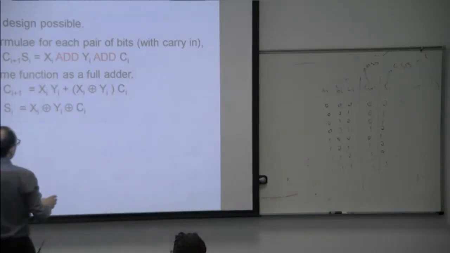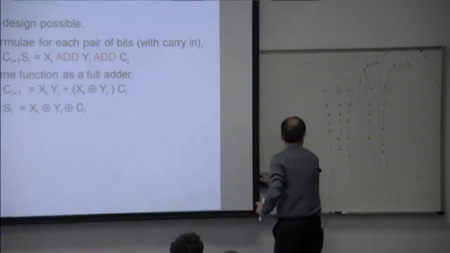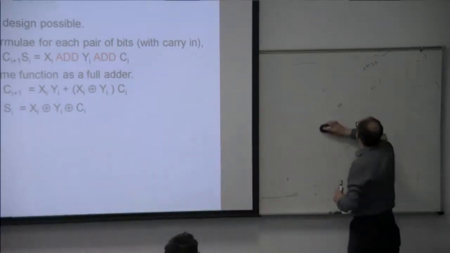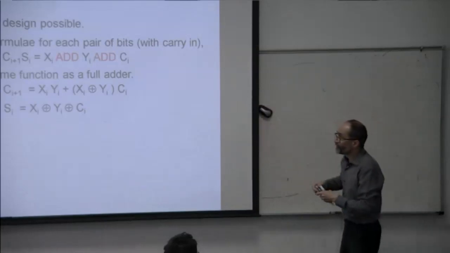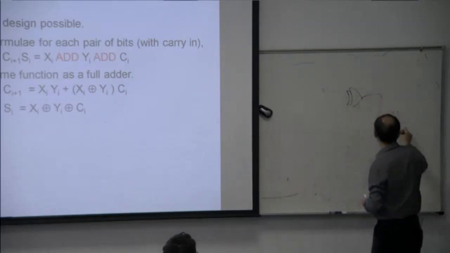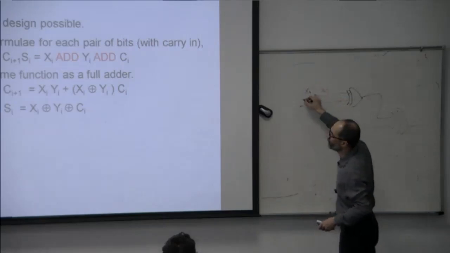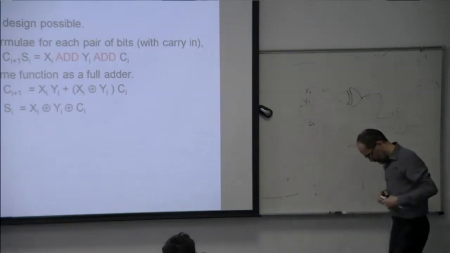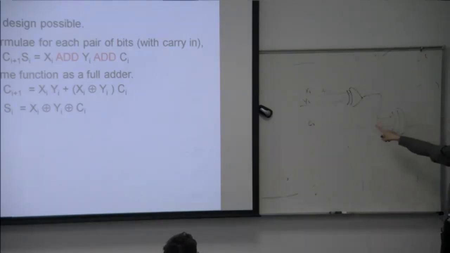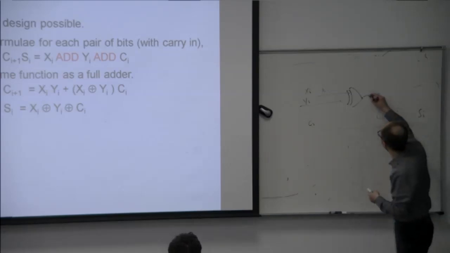So now I'm drawing this circuit only for a 1-bit adder. Please look at here. What is Si? We are using 2 exclusive OR gates. What are the inputs? Xi, Yi, and Ci. Got it? How many exclusive OR gates? 2. What is the output? Si. Okay, now this input is shared.